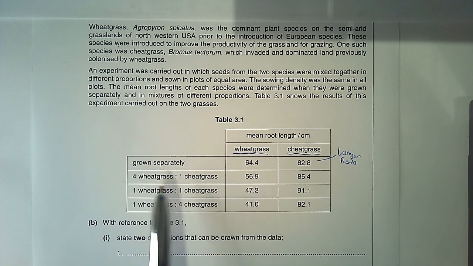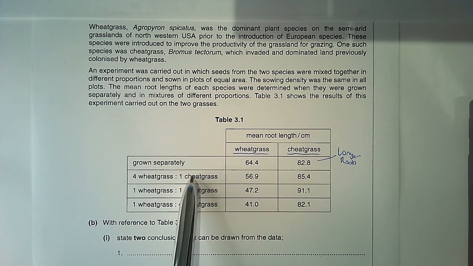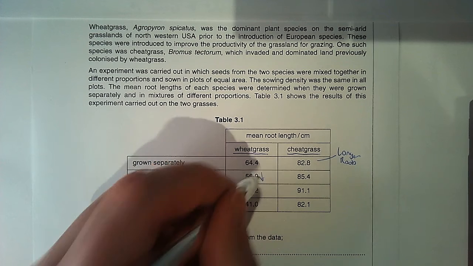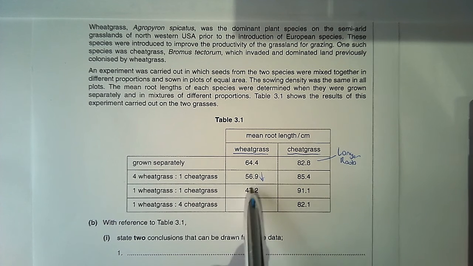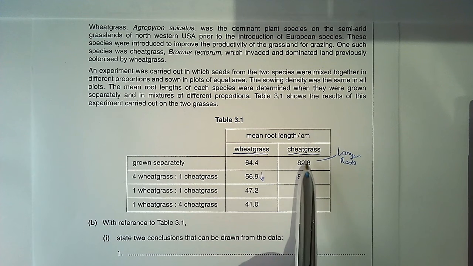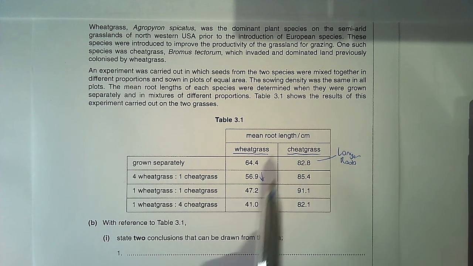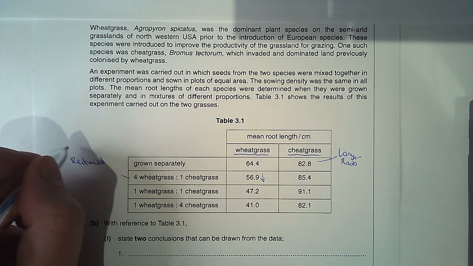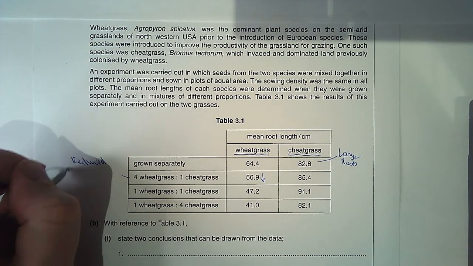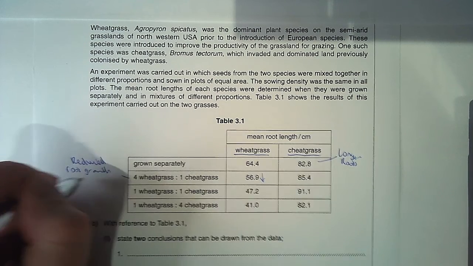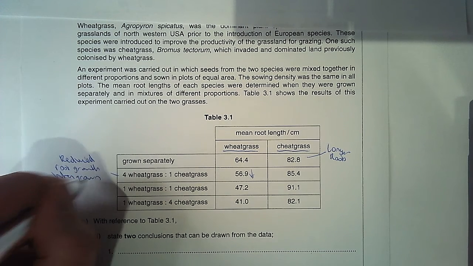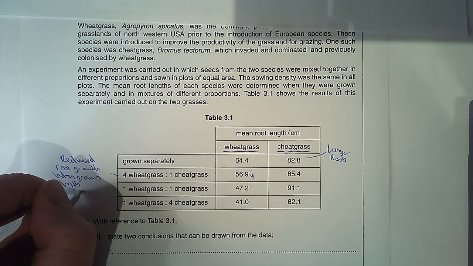Then if we look at the length of the roots of wheatgrass when it's growing with cheatgrass, we can clearly see that there's a decrease in root length when wheatgrass is grown with cheatgrass. So wheatgrass has reduced root growth when grown with cheatgrass.